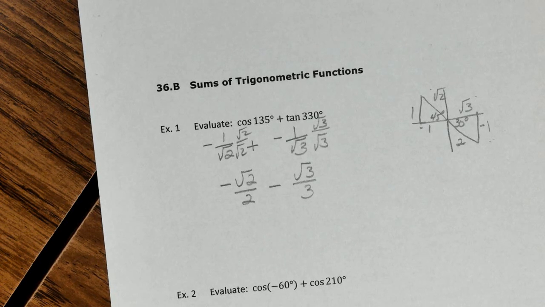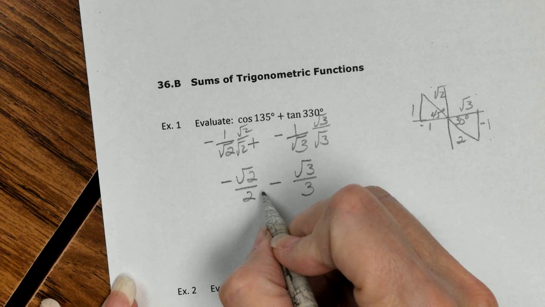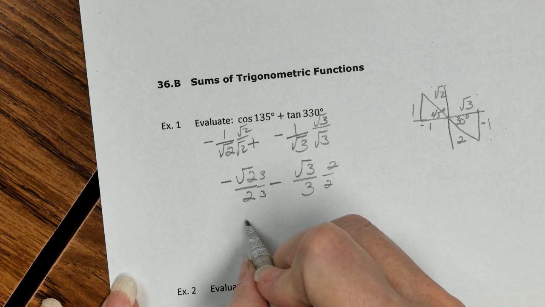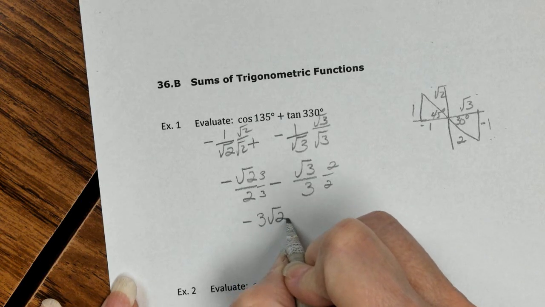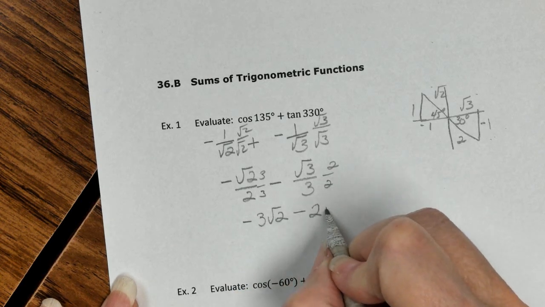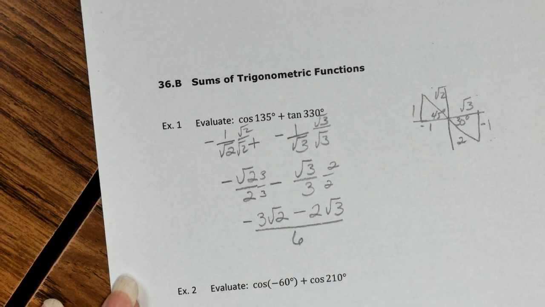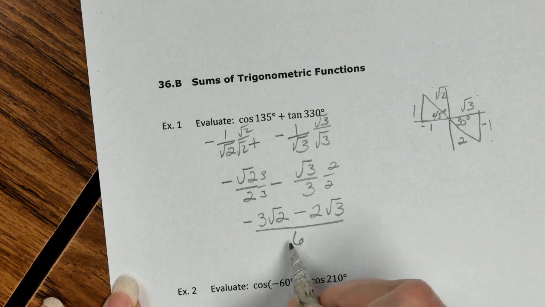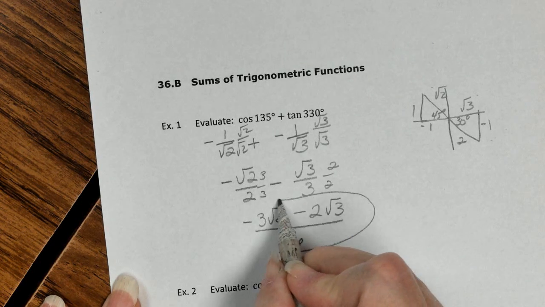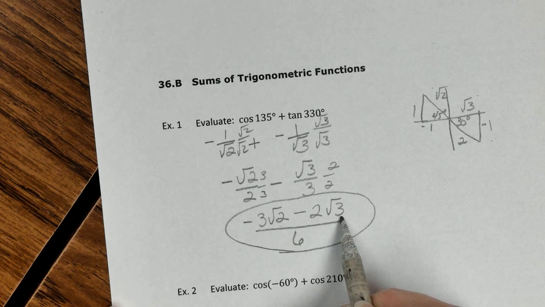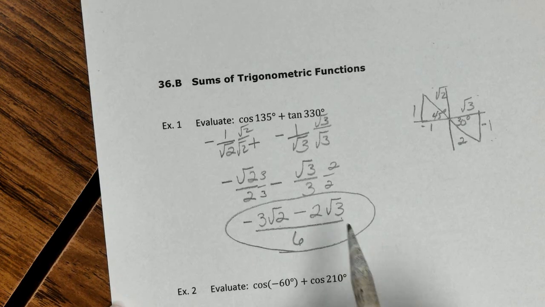So we're going to get common denominators for these and then be done. For this one, we'll need 3 over 3, and this one's 2 over 2. So now we have negative 3 root 2 minus 2 root 3 all over 6. And that is all that there is to be done with that. They both have radicals, but different numbers inside, different radicands, so they are not like terms, and that's all we can do with that one.